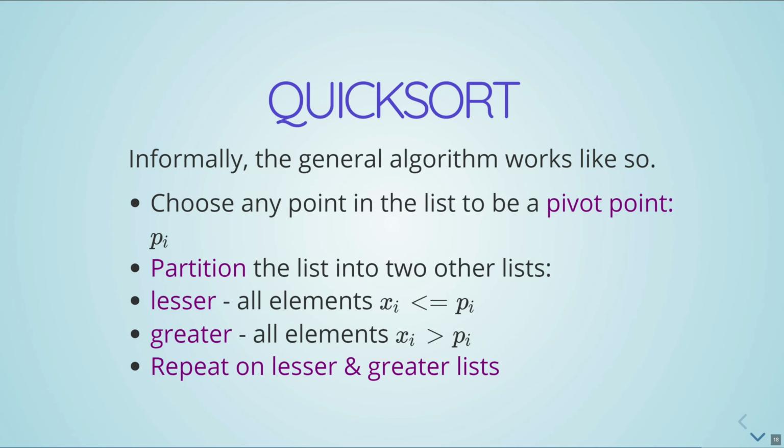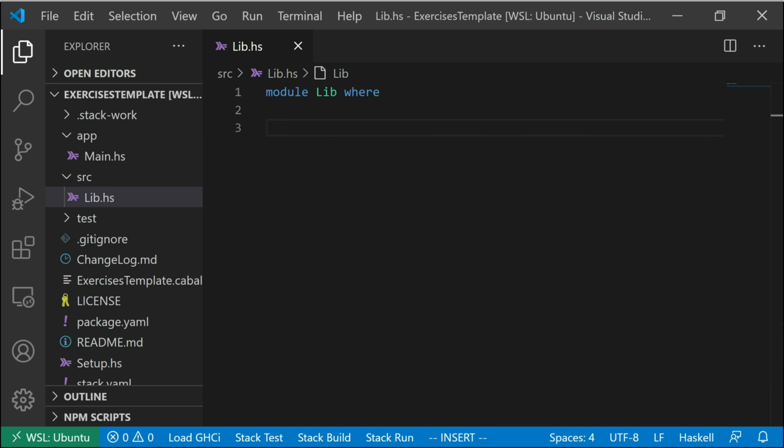So you create 2 other lists from the remaining list: all of the elements that are smaller than the pivot point and all of the elements that are greater than the pivot point. And then you repeat this operation on both the lesser and greater lists that you end up with, and eventually just put it all together into one big sorted list. So how are we going to implement this in Haskell?